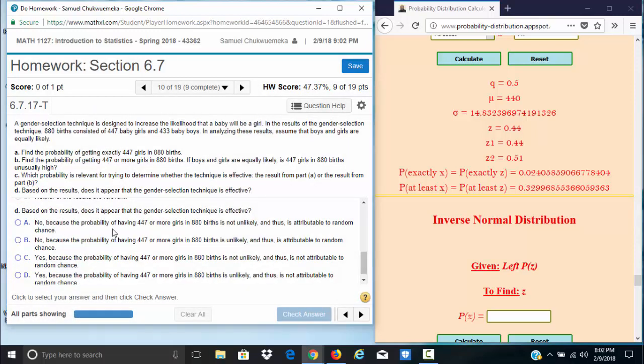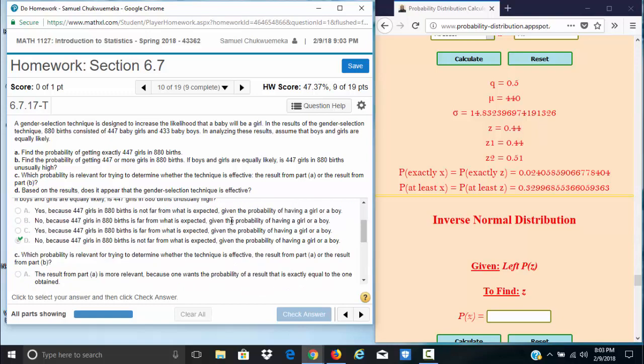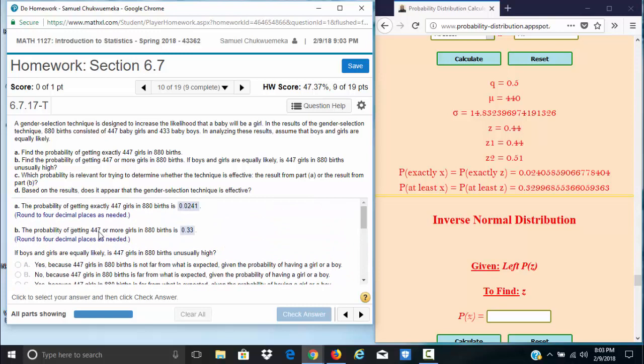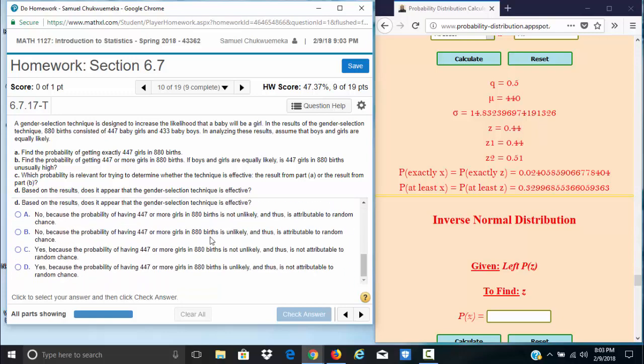D, based on the results, does it appear that the gender selection technique is effective? I think it does not. It's more like random chance. No, because the probability of having 447 or more girls is not unlikely. Because if you look at this here, the probability of having 447 or more girls is 0.33. That's 33%, which is greater than 5%. If we have anything less than 5%, it is highly unlikely. But 33% is greater than 5%, so it's more of a chance.